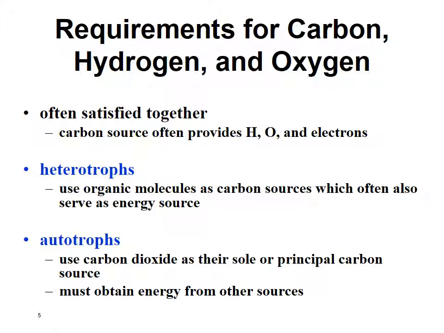However, there is one carbon source, carbon dioxide, which supplies only carbon and oxygen. It can't be used as a source of hydrogen, electrons, or energy. And this is because carbon dioxide is the most oxidized form of carbon. It lacks hydrogen and it's unable to donate electrons during your typical redox reactions. So organisms that use carbon dioxide as their sole or principal source of carbon are called autotrophs. And they have to obtain their energy and electrons from other sources.